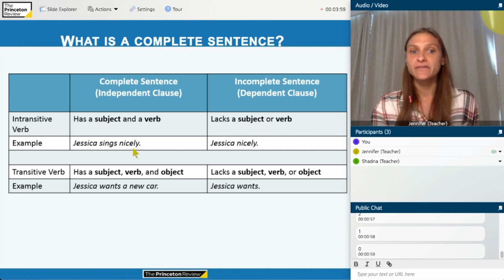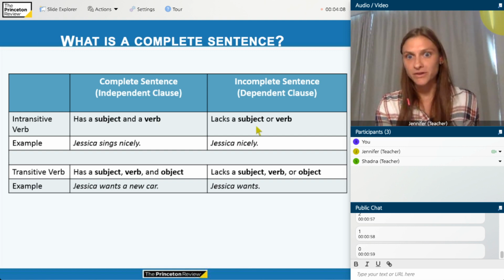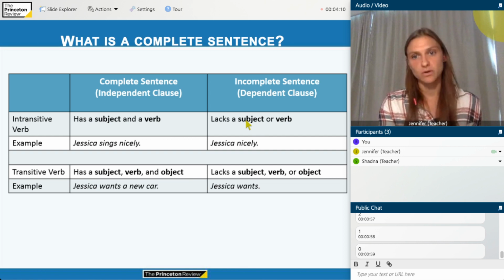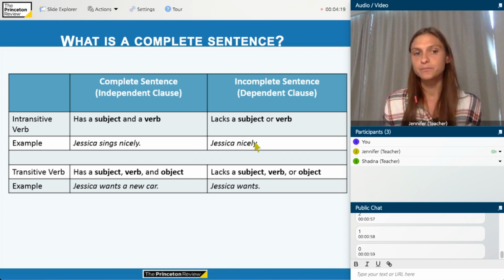So for a sentence to be complete when you're dealing with an intransitive verb, you just need to have a subject and a verb. Now, for that to be incomplete, it's either lacking a subject or a verb when you have an intransitive. So Jessica nicely or sings nicely, neither of those would be complete because something's missing.